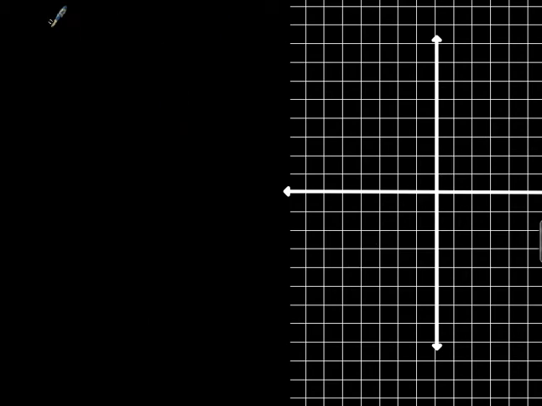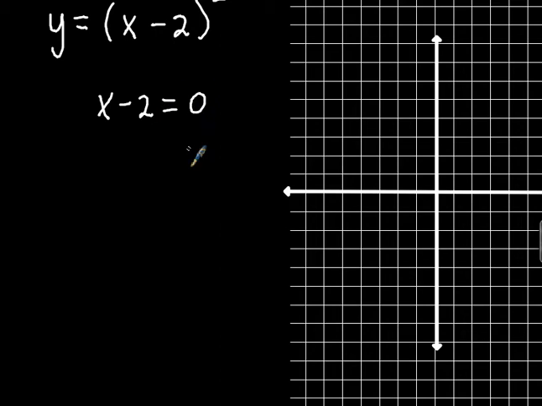For instance, let's say I took y equals x minus 2, and we're going to raise it to the 2 power. Well, if we were going to solve this thing, I'll go ahead and solve it. I'll say x minus 2, and we're going to set it equal to 0, because we want to know where the y value is 0. Turns out that x equals positive 2. Oh, well, I could have just taken the opposite of that. I'm going to go to positive 2, and I'm going to put a dot.